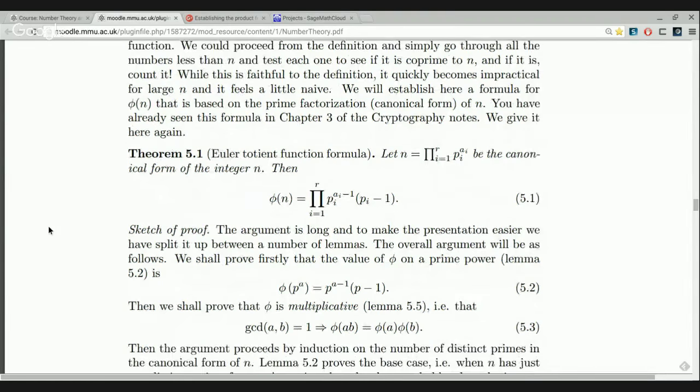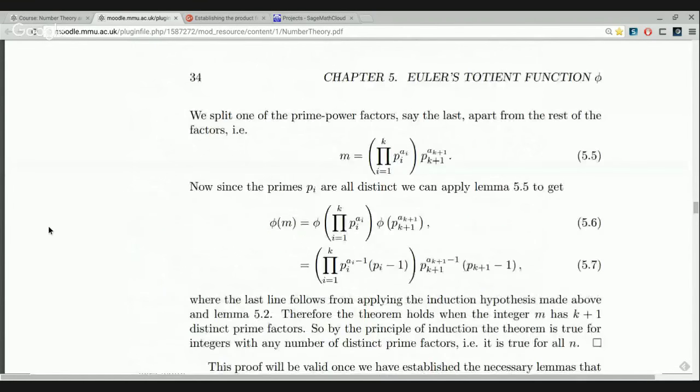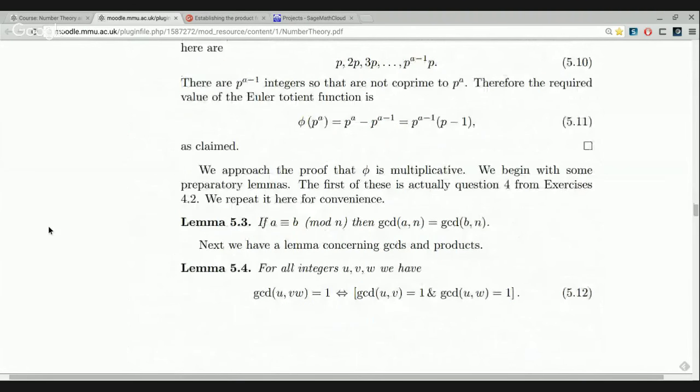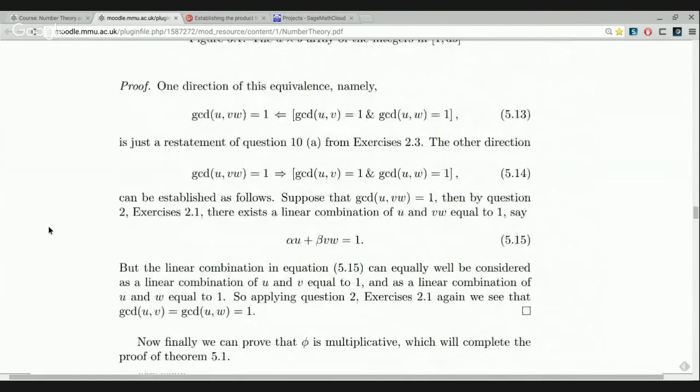So, how to prove that phi is multiplicative? This is the result of lemma 5.5. Okay, so let's get the notes up on the screen.